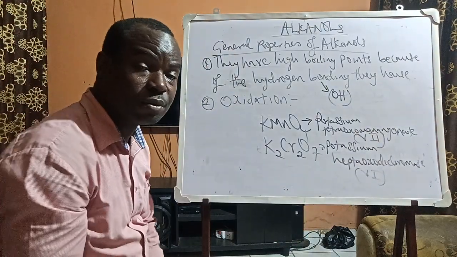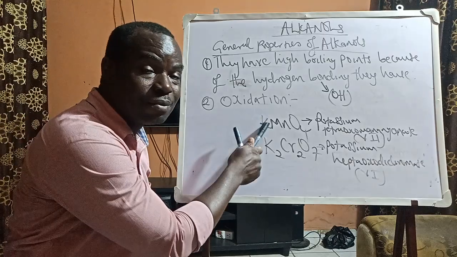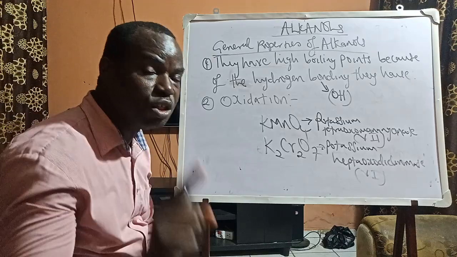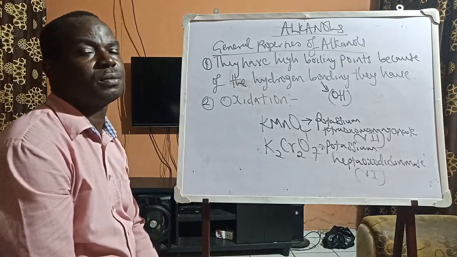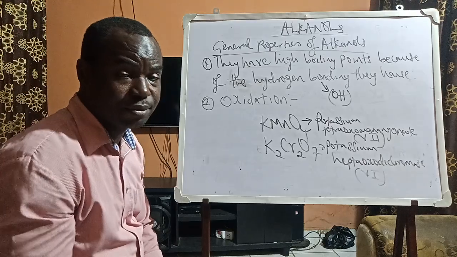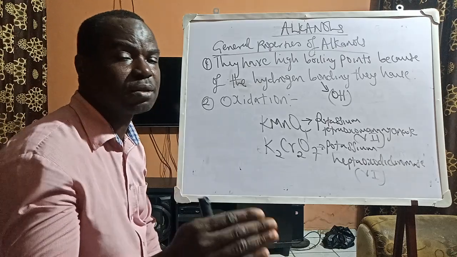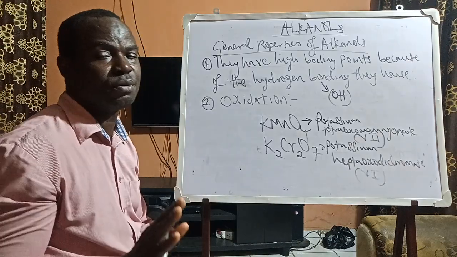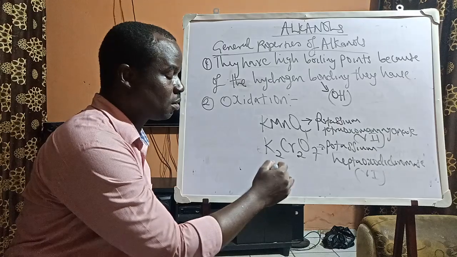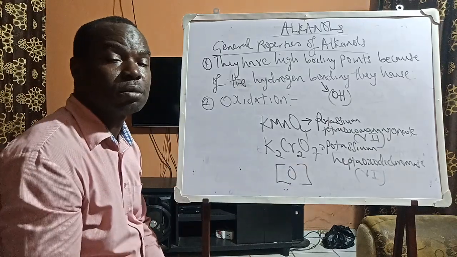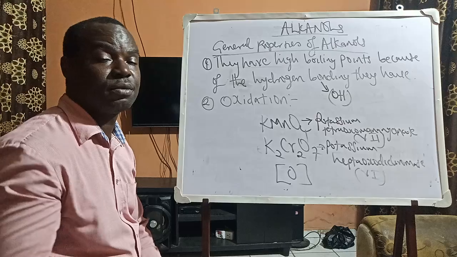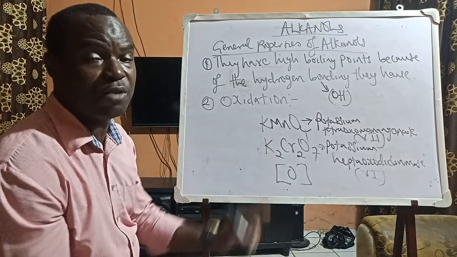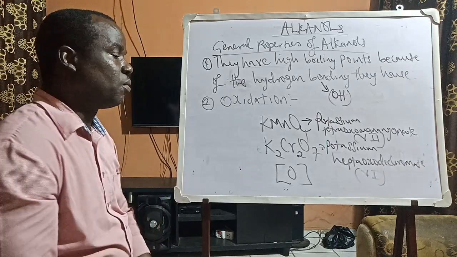Take note. Anywhere you see this compound or this compound, know that oxidation is taking place. Are we clear? Once you see that you have this and this, know that oxidation is taking place in chemistry. Or rather, you can see something like this. Any of the three of them signifies that oxidation is taking place. Please help me write them down. Very important. Now, let's proceed.